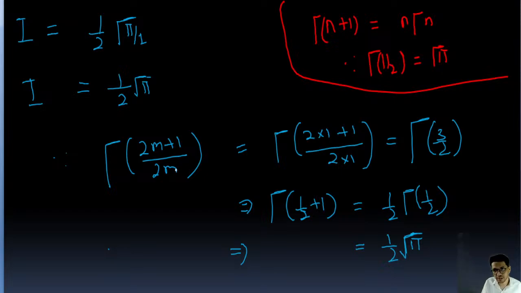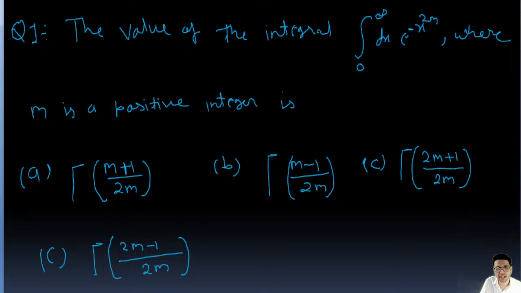So in option C we have seen, if we put m equal to 1, we are getting the same answer, right? So it means option C is the correct option, guys. This is the correct option. Okay, so this is gamma of (2m plus 1) upon 2m. Okay, next question.